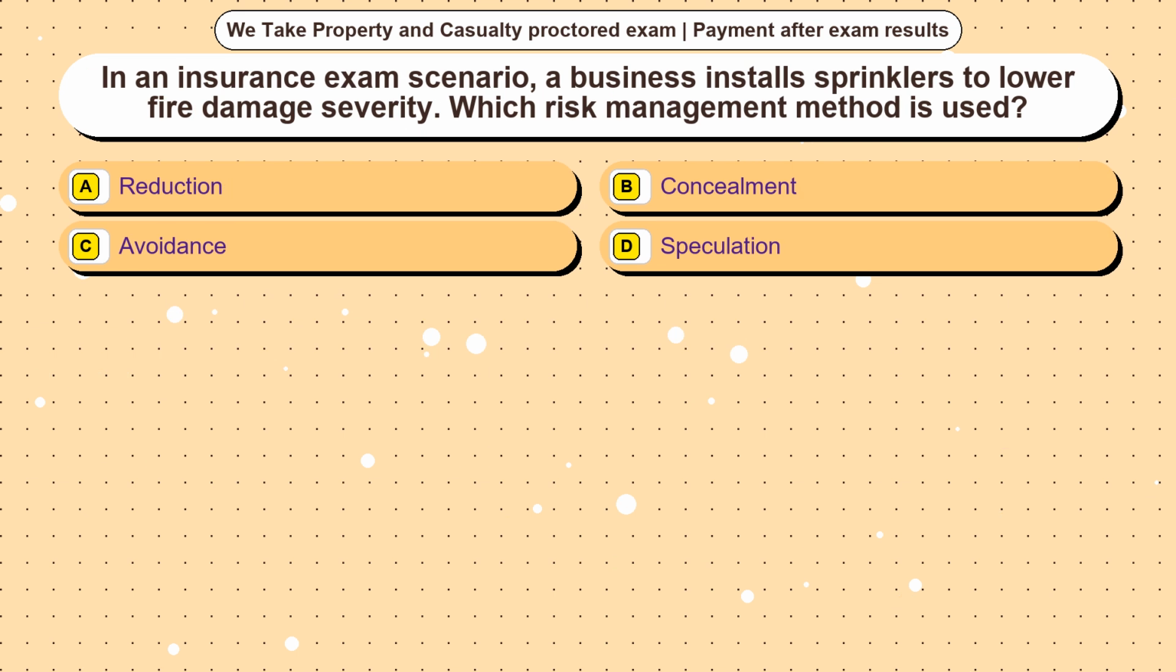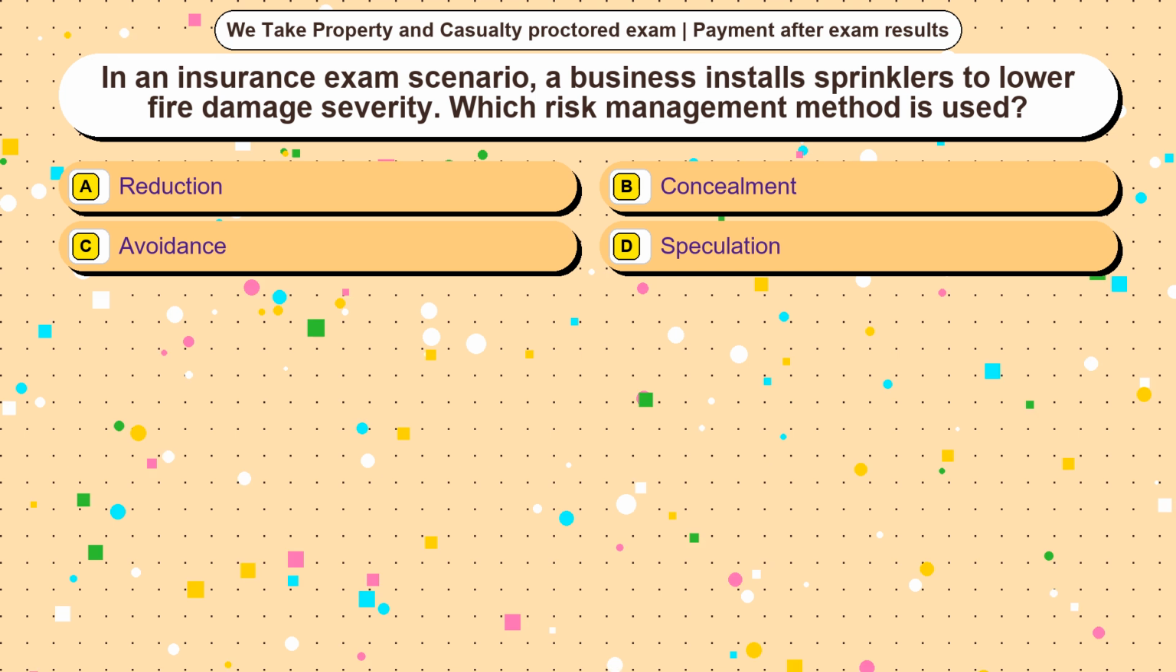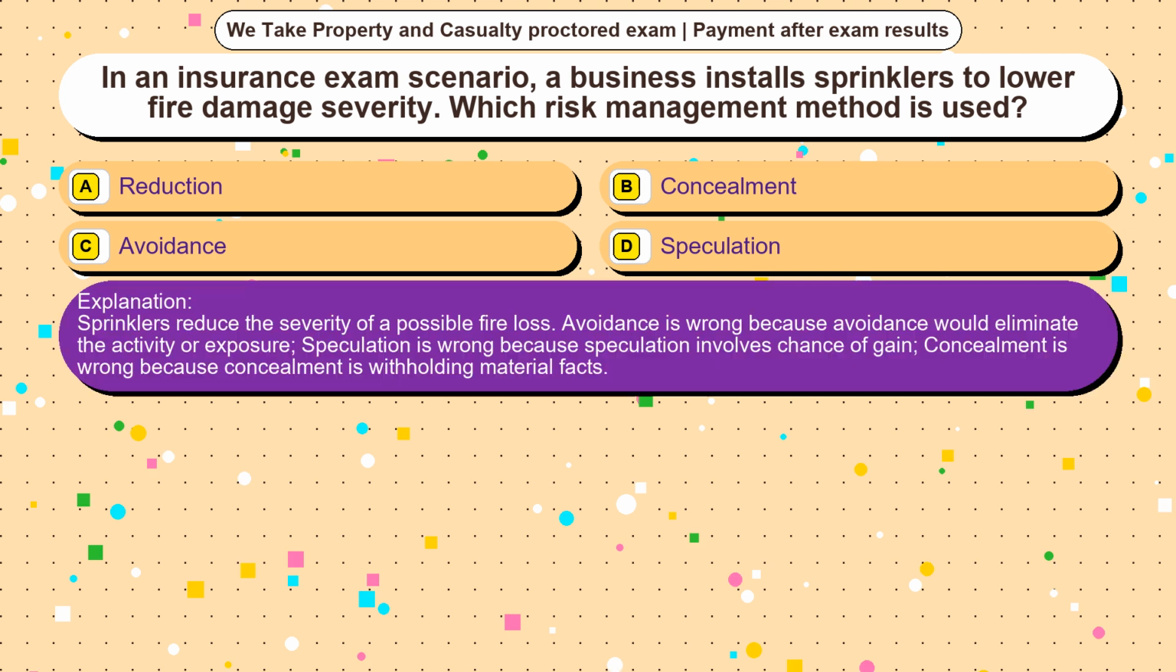Question 21. In an insurance exam scenario, a business installs sprinklers to lower fire damage severity. Which risk management method is used? Option A. Reduction. Option B. Concealment. Option C. Avoidance. Option D. Speculation. The correct answer is option A. Sprinklers reduce the severity of a possible fire loss.